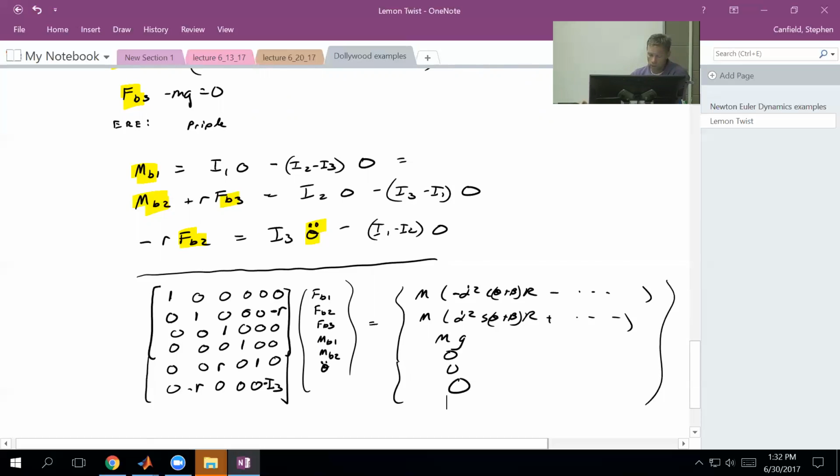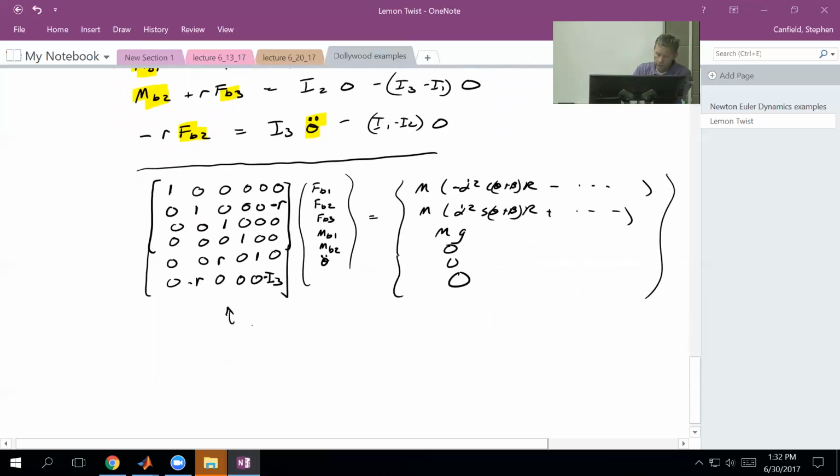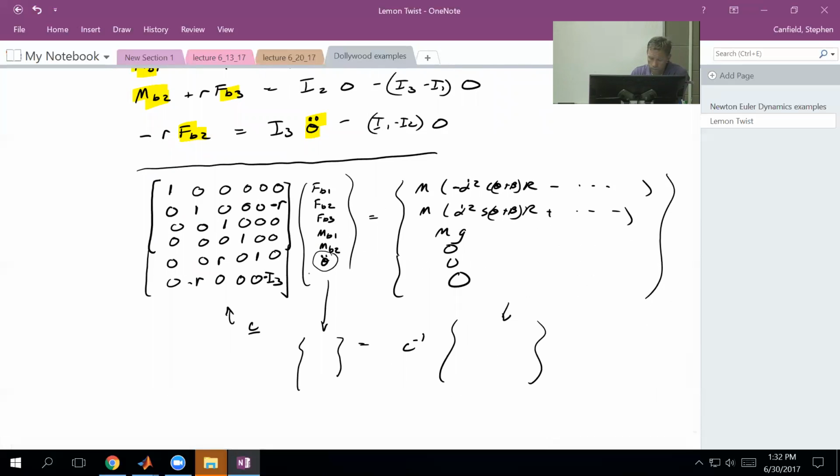So here are my equations. If I call that my coefficient matrix C, I'm going to solve for these unknowns as the inverse of C times this vector here. The first 5 of these will solve for the constraints. The last one will give me an equation for my theta double dot that I can then integrate in time.